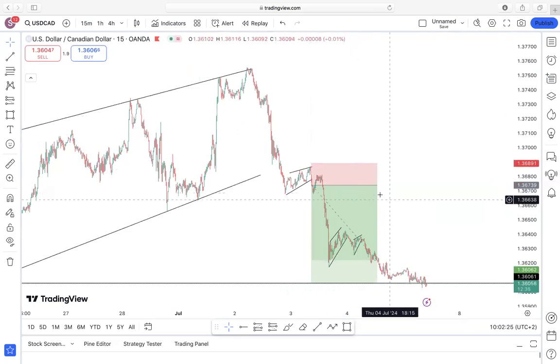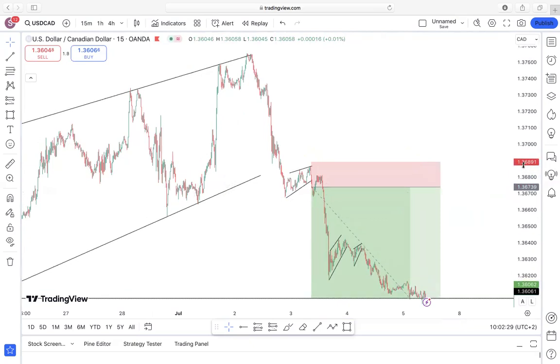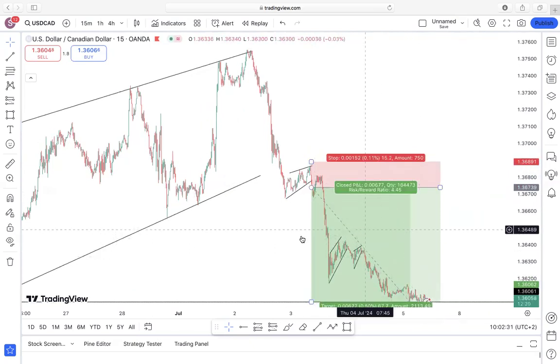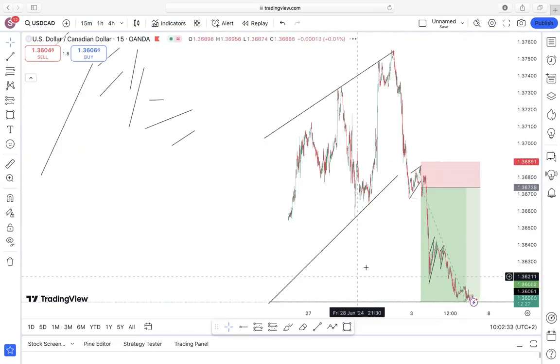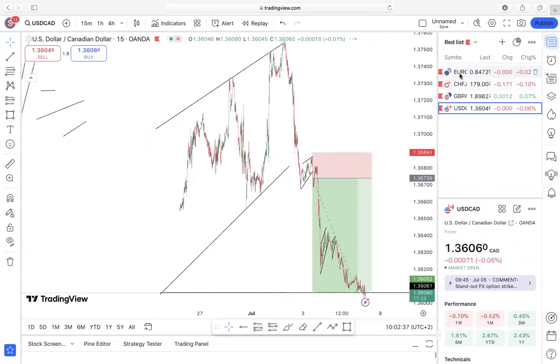As you can see, price did drop all the way to the downside, and we eventually hit our take profit, as you can see over here, for a 4.45% profit. So this one played out beautifully. So now onto the pairs that we are focusing on at the moment.